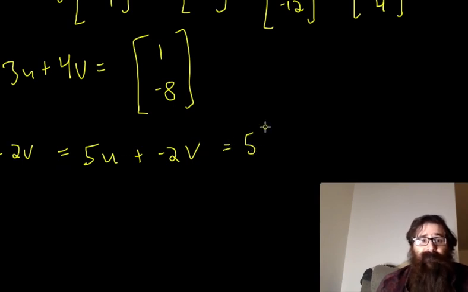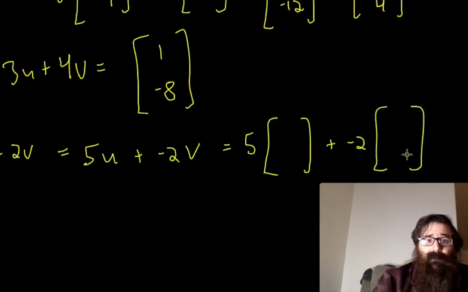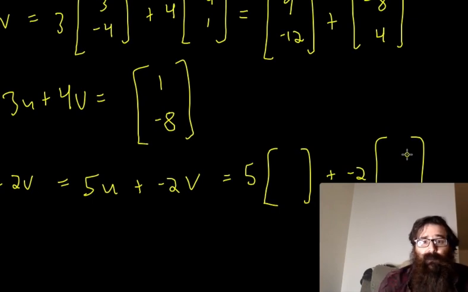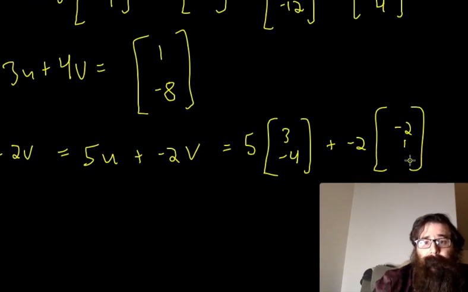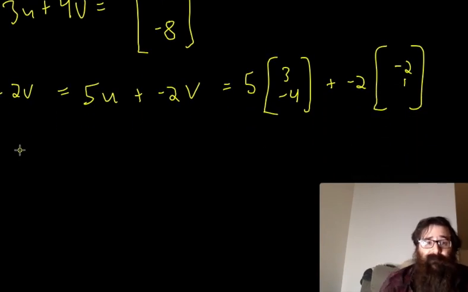So I want 5 times vector u plus negative 2 times vector v. And we said vector u had entries 3, negative 4. Vector v had entries negative 2, 1. And then I can bring the scalars in first, right? So 5 times vector u: 5 times 3 gives me 15. 5 times negative 4 gives me negative 20.